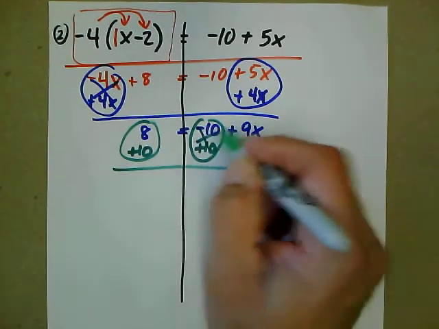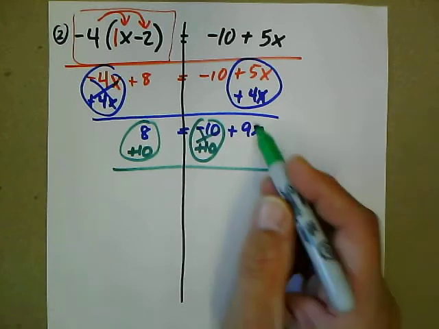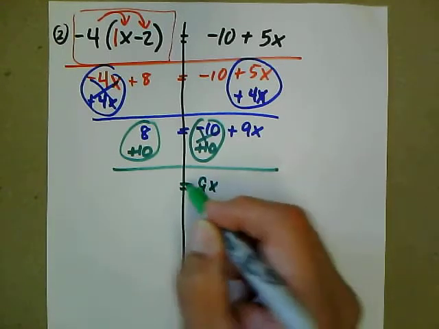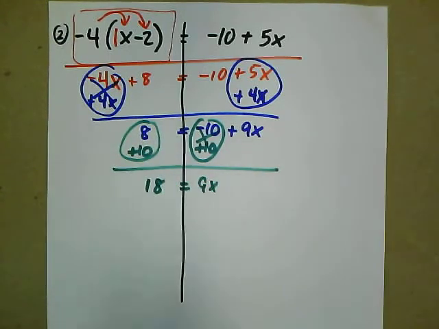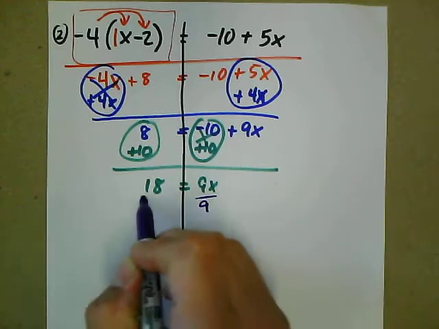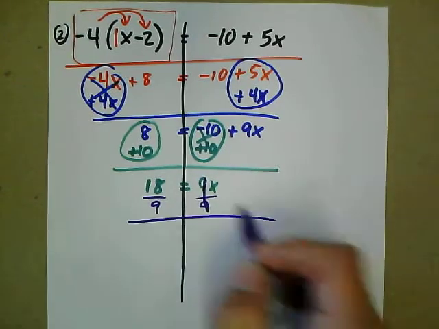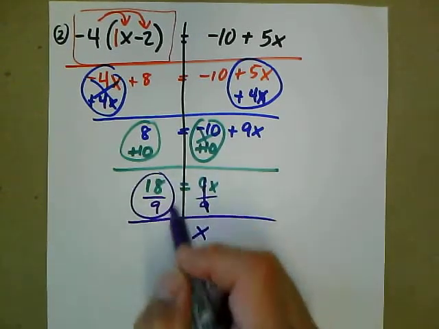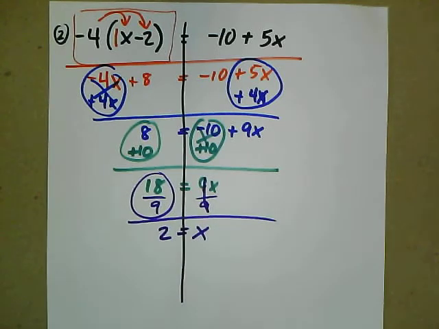So minus 10 plus 10, their opposite operations are gone. We bring down that 9x, and 8 plus 10 is 18. And we go to our last step, which is the easy one. Since it's times 9, we're going to divide by 9. Opposite operations, guys. X is remaining. 18 divided by 9 is just 2. Easy peasy. Rome, are you on number 3?